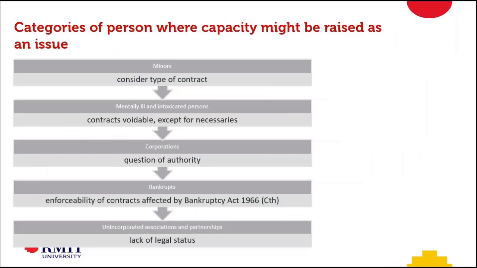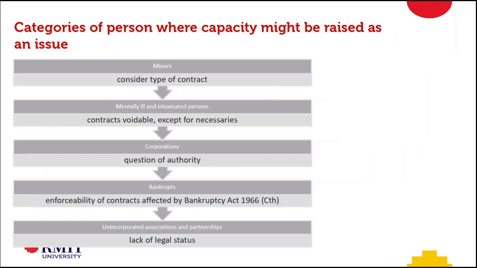Bankrupts can still enter into contracts. They just might have limits on the amounts, but there are searches that you can do to deal with that. Unincorporated associations, so clubs, for example, sporting clubs or your local park run volunteer organisation or whatever it is, or partnerships including law firms and accounting firms, well, now they can incorporate, but 20 years ago, they didn't have legal status, right? Partnerships don't have capacity to contract. They are not separate legal entities.